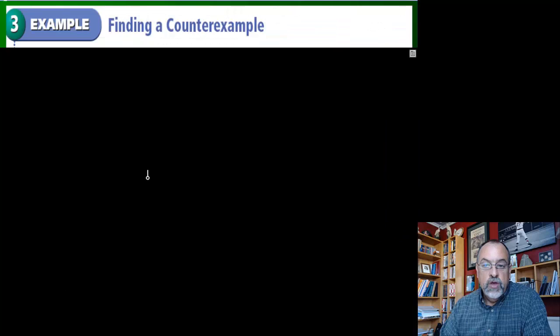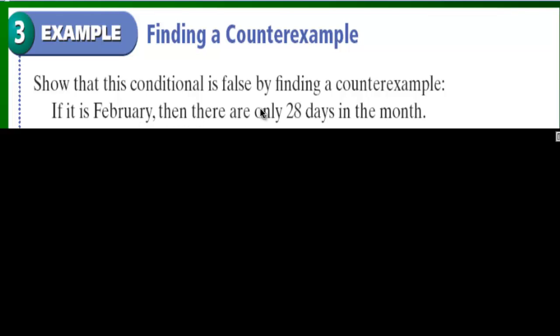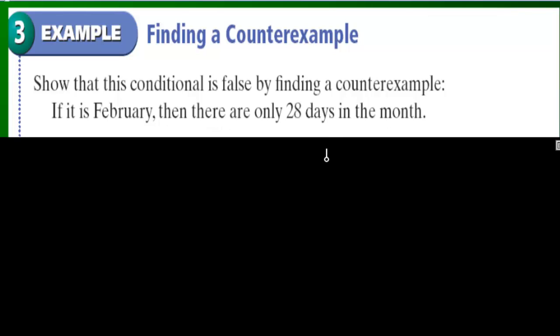So for example, for finding a counterexample: if the month is February, then there are only 28 days in the month. Is this conditional true or false? In order to prove that this is false, you would have to show a month where it's still February, but there are not just 28 days. Can you give an example where you meet the condition that the month is February, however, there are not 28 days, or some different amount of days?